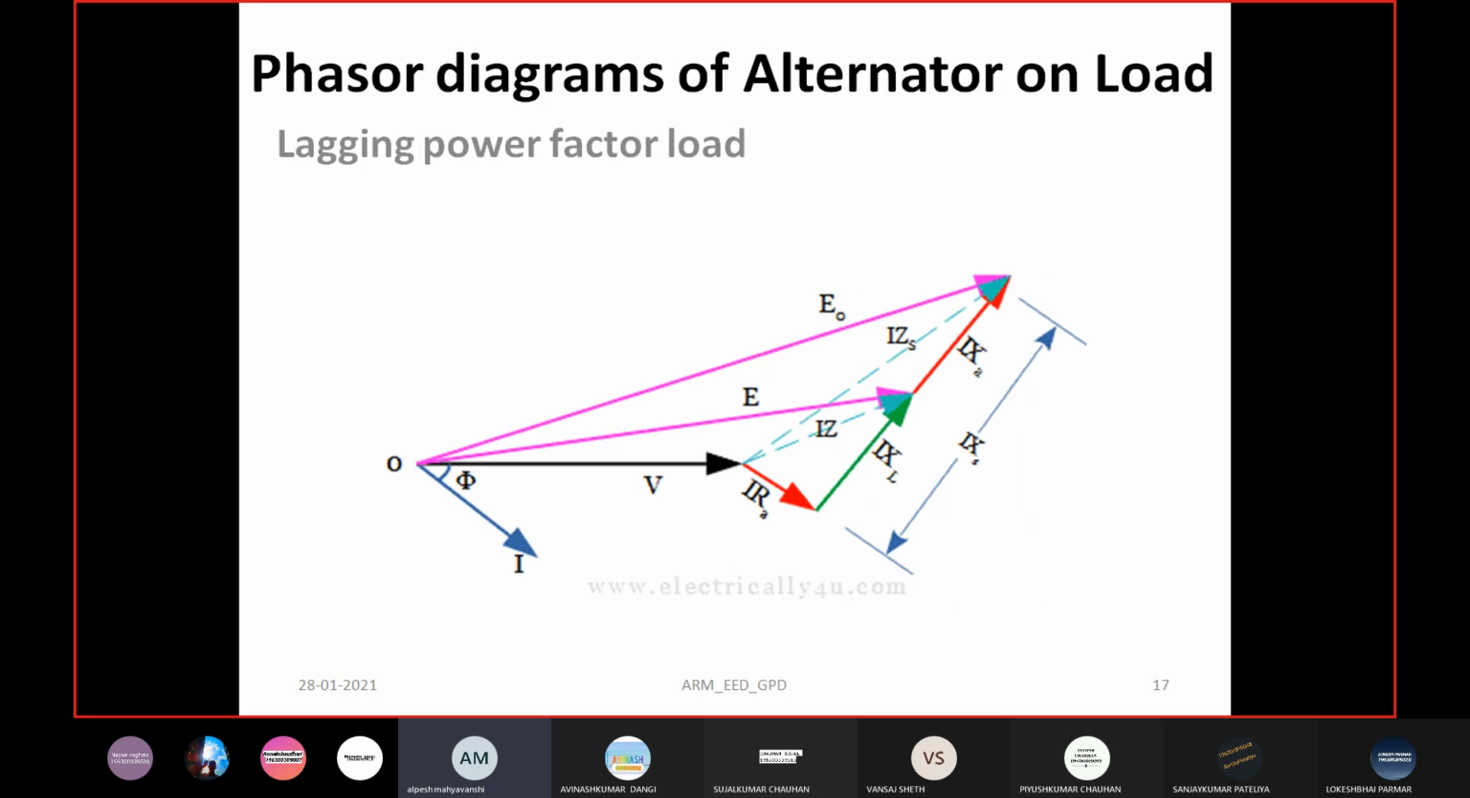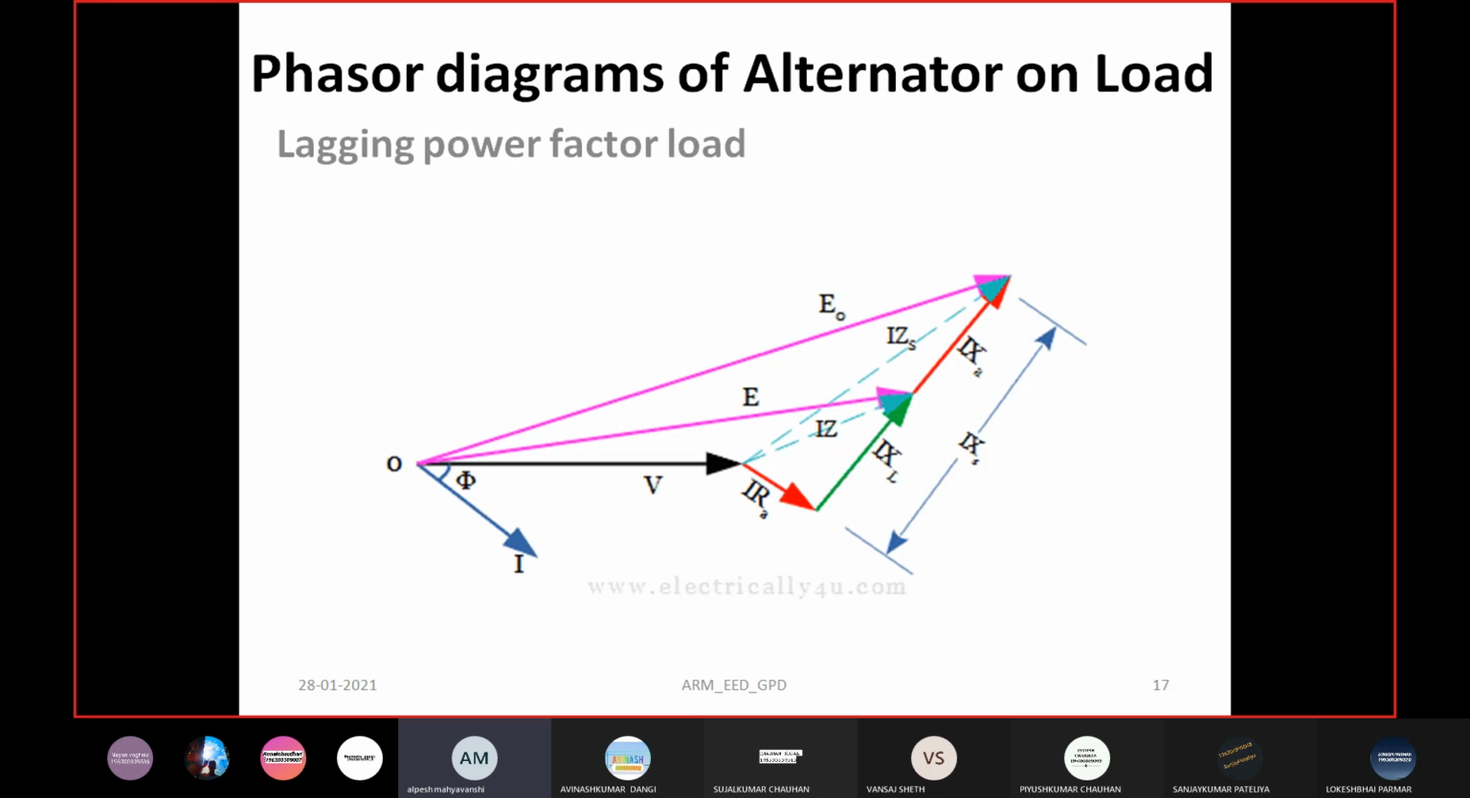Now next, the phasor diagram for lagging power factor load. Lagging power factor load means the current lags behind the voltage by phi angle. So first step is we have to take the voltage phasor as a reference phasor. This O and A is the voltage phasor V, and we are taking this voltage phasor as a reference phasor.